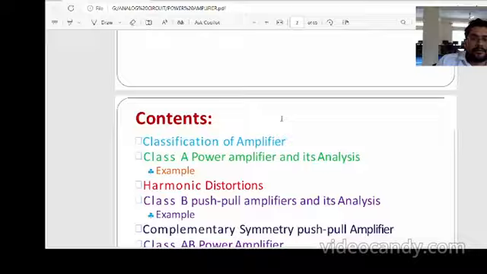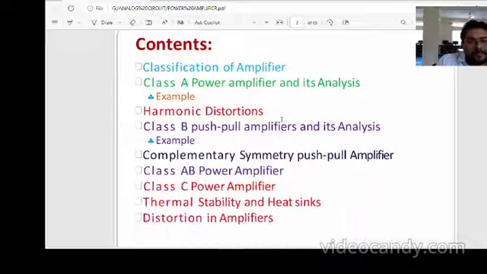Today we will discuss power electronics. The subject is analog circuits, and we are discussing Module 5 of analog circuits, which is power amplifiers. So we will see the content of power amplifiers.